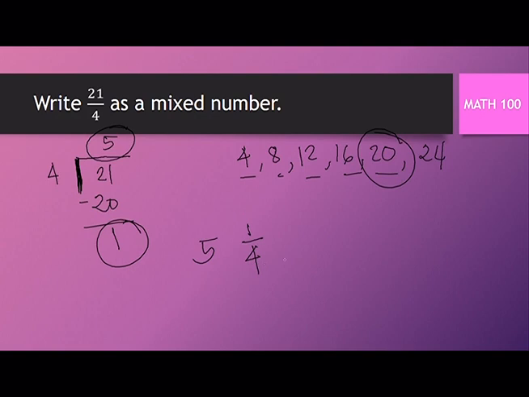Okay, so this is now the final answer. When you say 21 over 4 or 21 fourths, this is equivalent to 5 and 1/4.